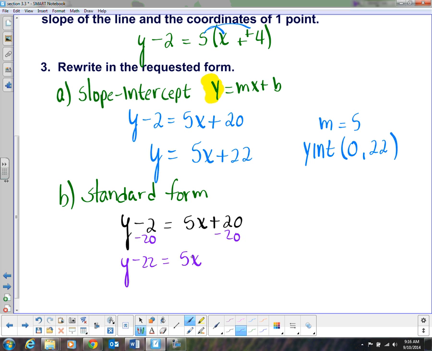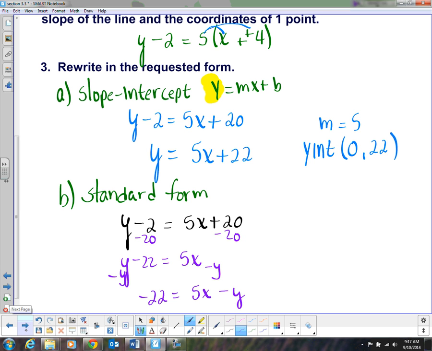Remember, we're supposed to have x's and y's on the same side. So now I'm going to move my y. So I've got negative 22 equals 5x minus y. That's the standard form. So there's 3 different forms of the equation of a line. We begin with point slope and we move into the others.